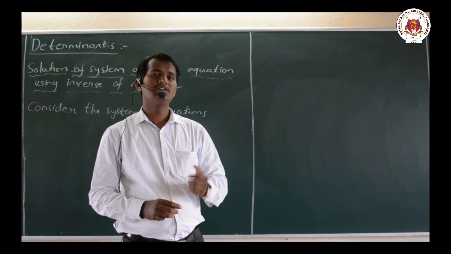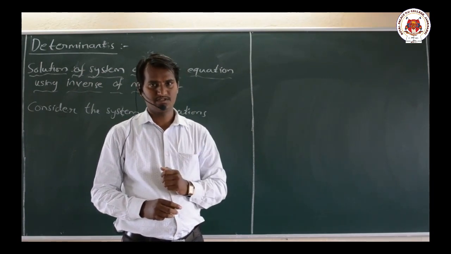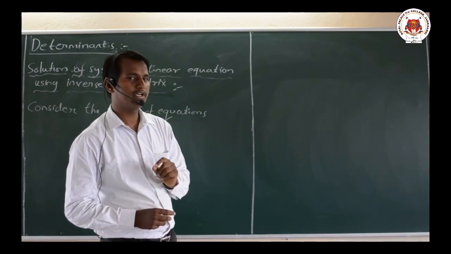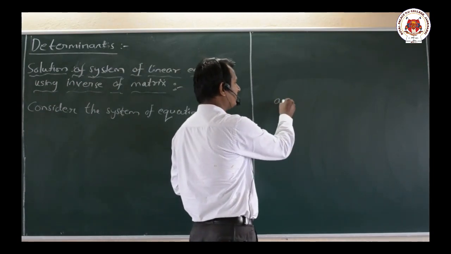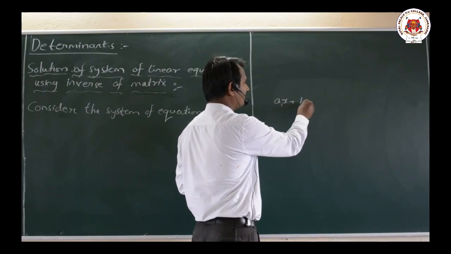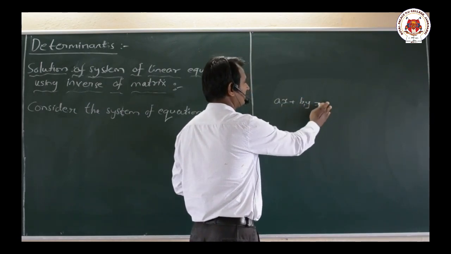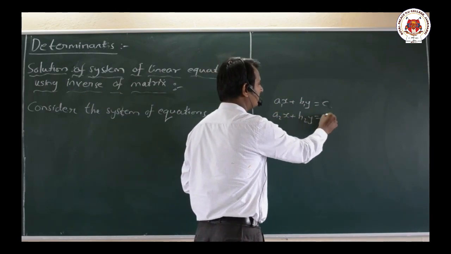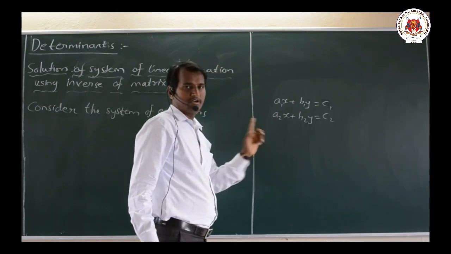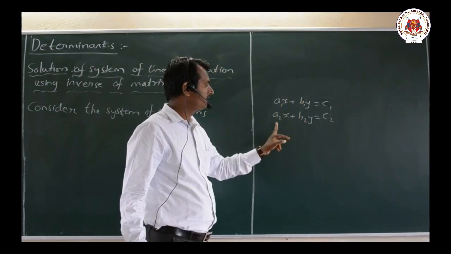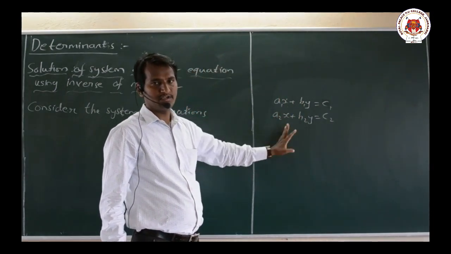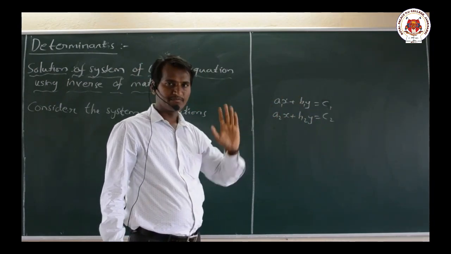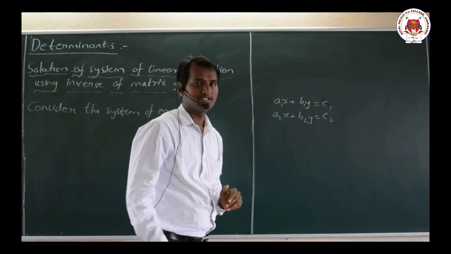Already in high school, in 10th standard, you might have learnt about the solution of a linear system of equations in 2 variables. Maximum you might have learnt only 2 variables, that is a1x plus b1y equal to c1, and a2x plus b2y equal to c2. You had learnt how to find the values of x and y, where the constants a1, b1, c1, a2, b2, c2 are provided. There are a lot of methods to solve it.